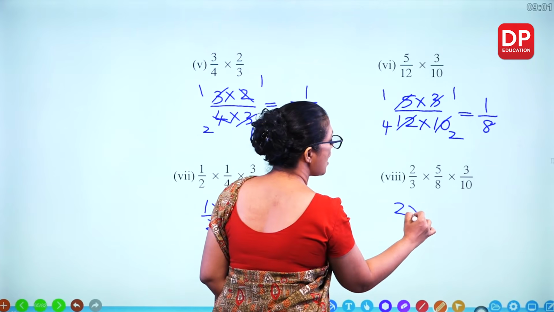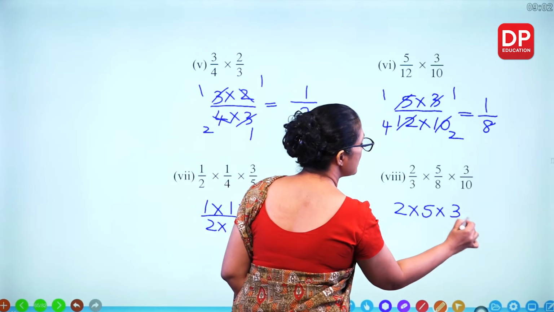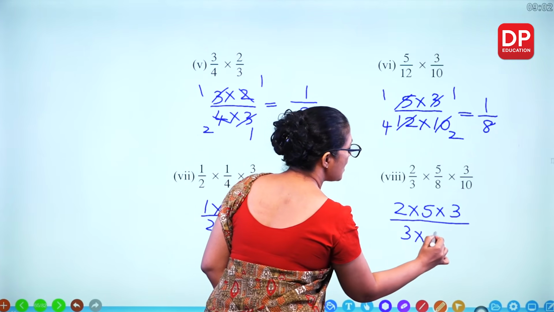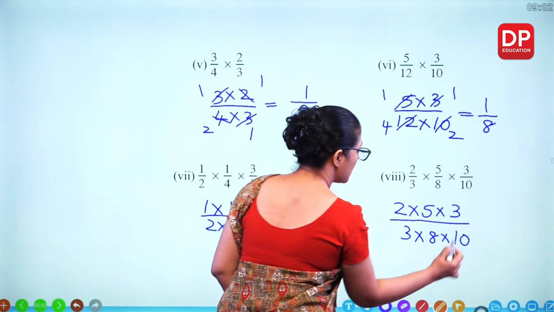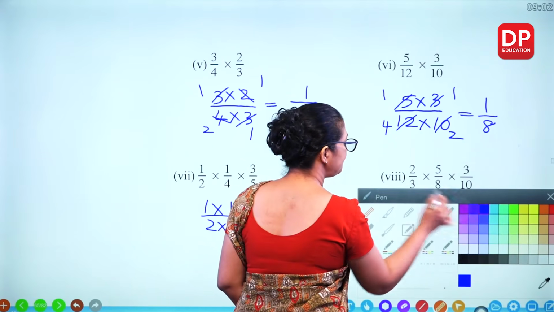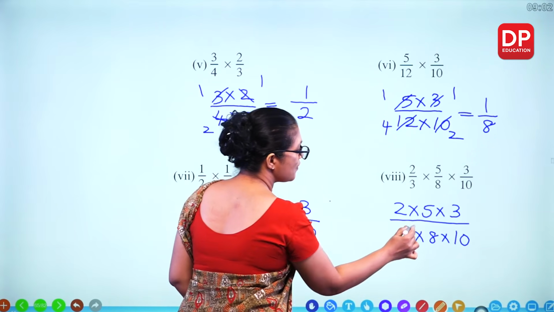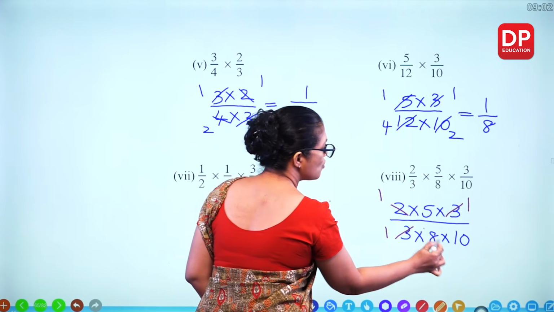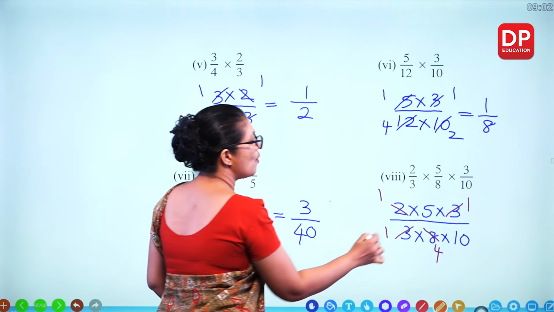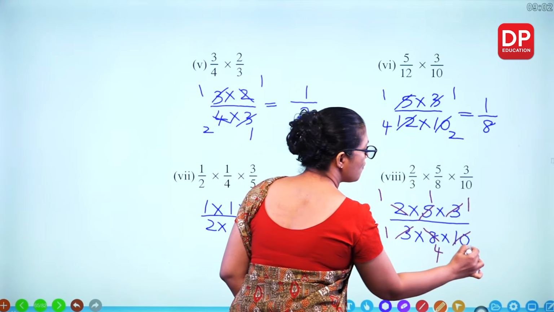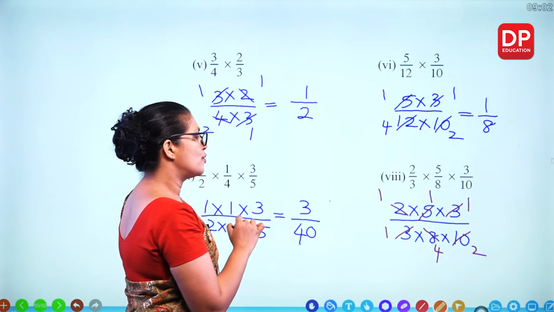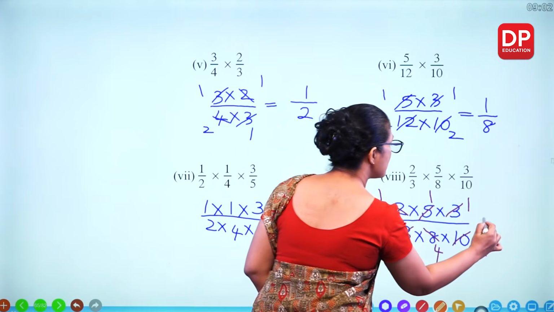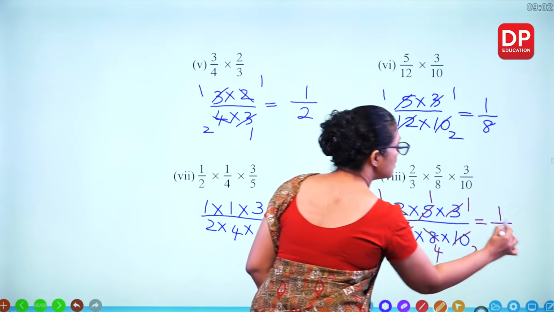This one, 2 times 5 times 3. 3 times 8 times 10. Now simplify. 3 get cancelled out. 2, 1, 2 times 4. 5 times 1, 5 times 2. So what's the final answer? 1 over 8.